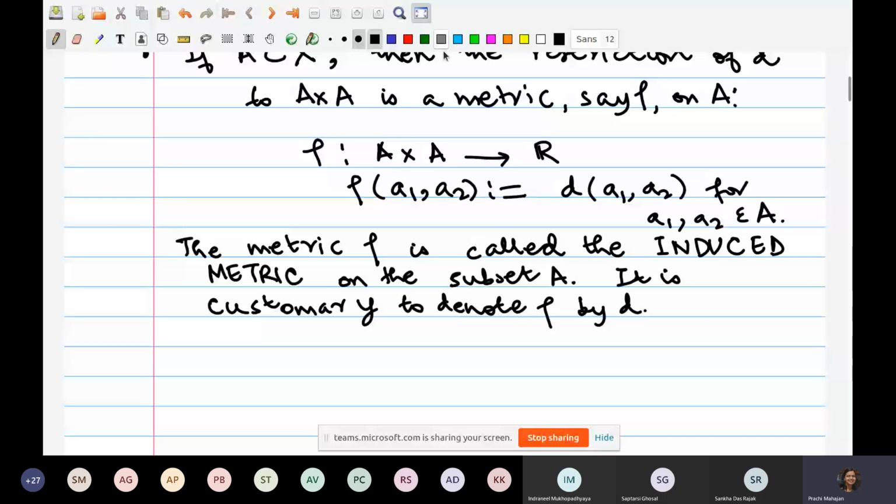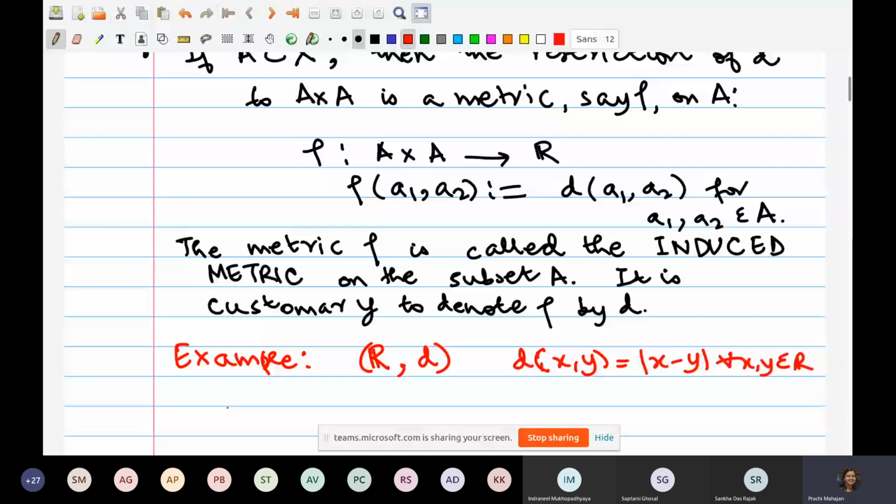So for example, you have the set of real numbers, and you have the Euclidean metric d, where d is defined by setting this. We saw this last time. So you can consider the induced metric on a subset of the real line. For example, you can consider the induced metric on the set of natural numbers, the set of rational numbers, and any subset of R, and so on. Okay.